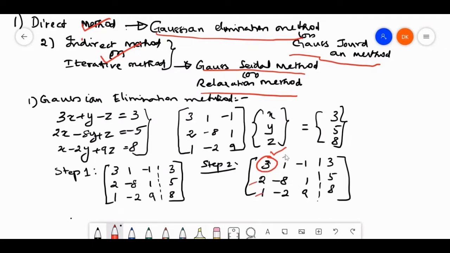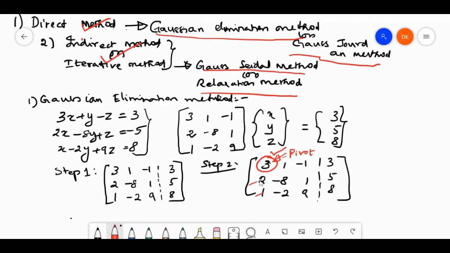So I am going to fix this as a pivot point. For that pivot point, you have to rearrange the equations in the first column in such a way that there is a maximum value in the pivot point. Already it is 3 only, so I don't need to rearrange this equation, and keep it in the first row.